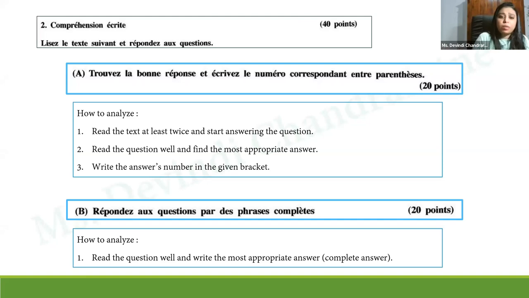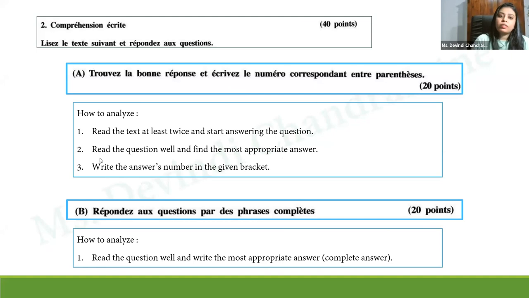For 3 consecutive years now, you have been learning about this, right? 2.5 years, you are learning things. So you can tackle the things if you can just read it at least twice and start answering. Okay, so that is the first thing. Then read the questions well and find the most appropriate answer in this first case. Then write the answer's number in the given bracket. Remember that you're not writing answers, you are just writing the number of the answer.